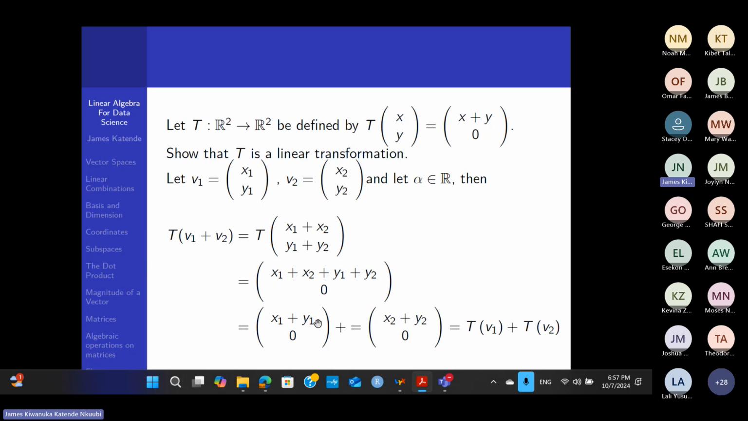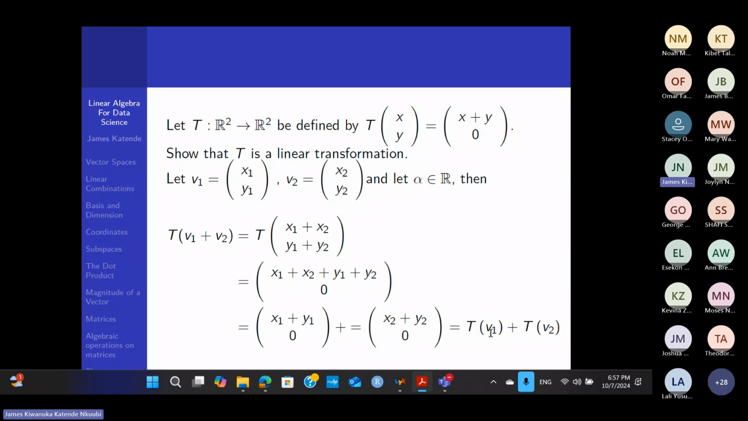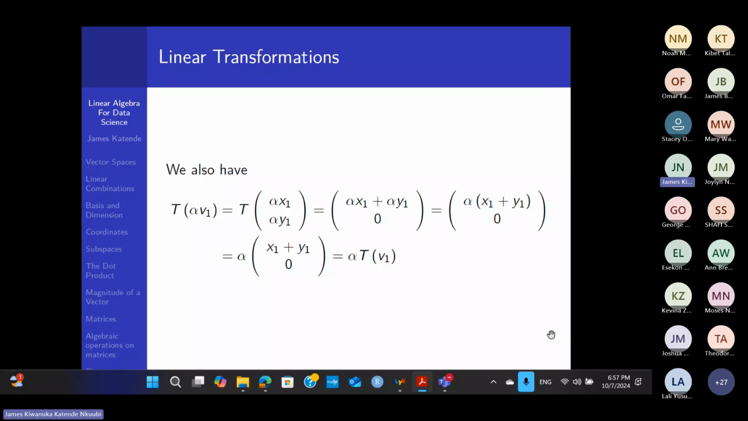And when you do that, you will realize that this one is just the image of the first vector, v1, and this one is the image of the second vector, v2. So we have shown that the image of the sum of two vectors is equal to the sum of the images of the individual vectors separately. The one thing we need to check now is what happens to the image of a scalar multiple of a vector. Once we check that, then we're in business.